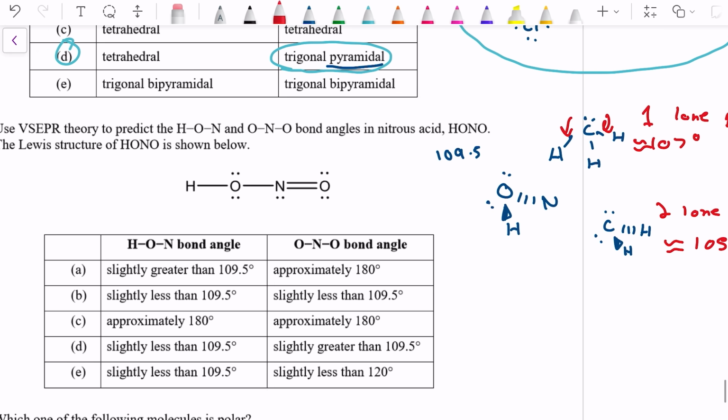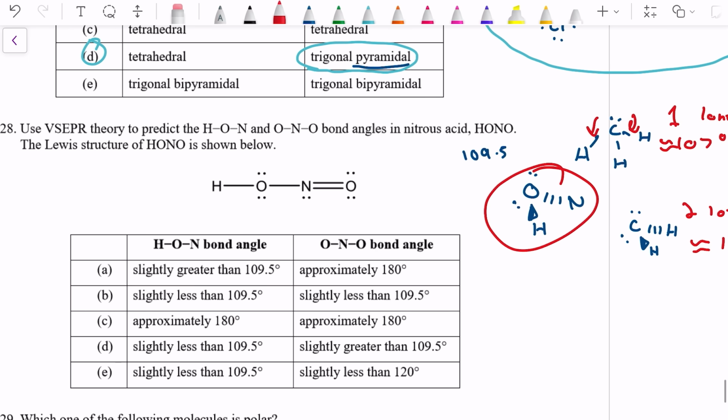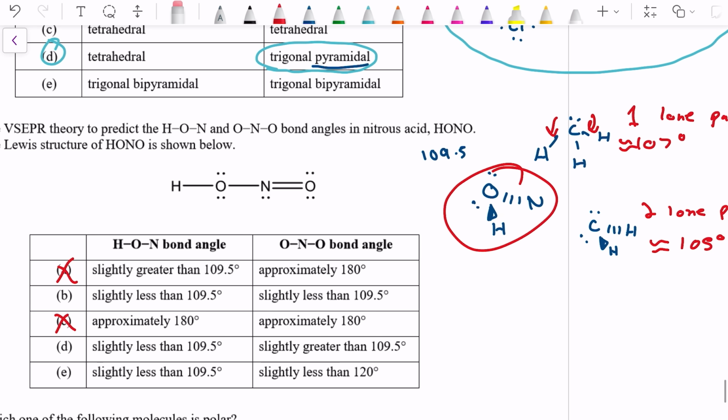Oh, wait, that's not even what this question is asking. Okay, way to overanalyze it. This bond angle is approximately 105. Actually, it's slightly less than 109.5. So, no, it could be B, not C. Okay, B, D, or E. Anyways, that's how we figure that out. Let's take a look at the next bond.